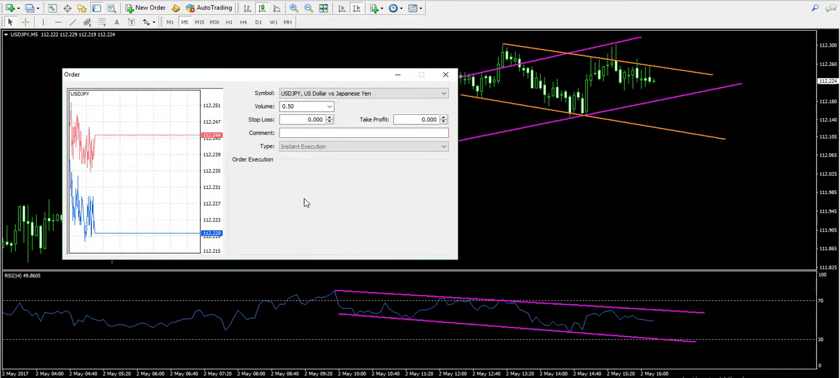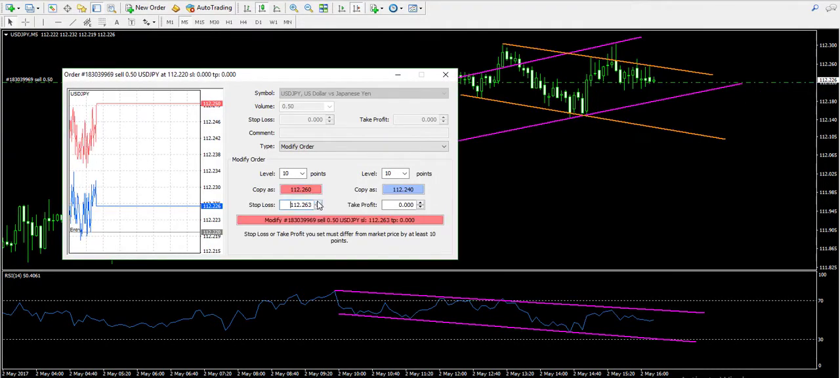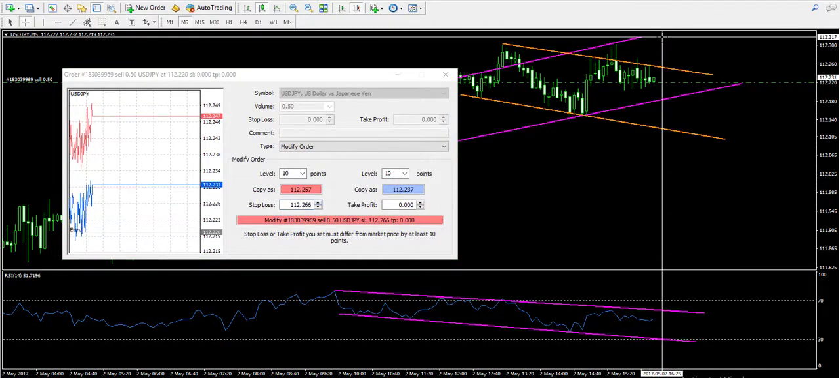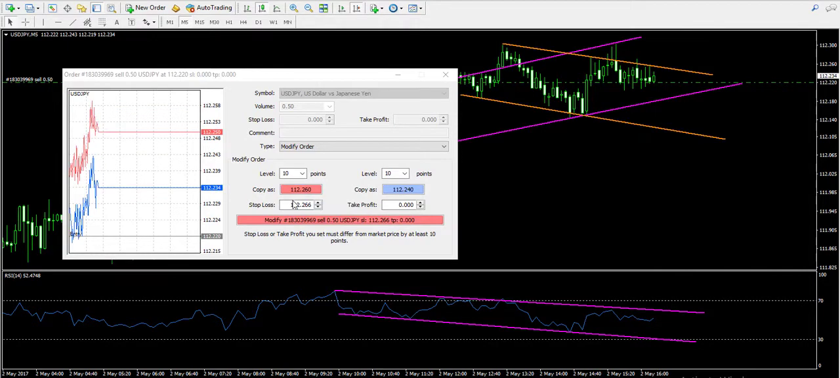the American dollar Japanese yen forex pair for half lot, placing a stop loss order above the last stops on the chart, somewhere at 112.32 maybe.